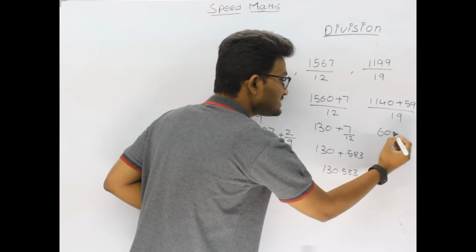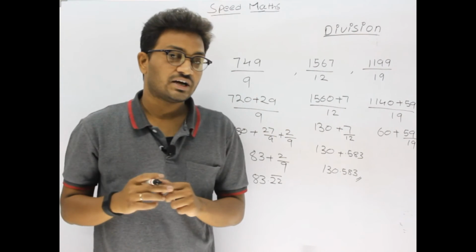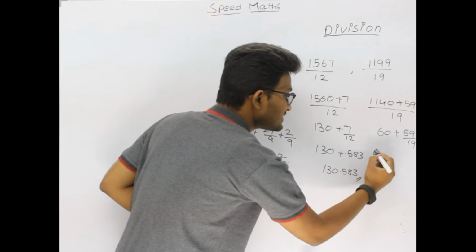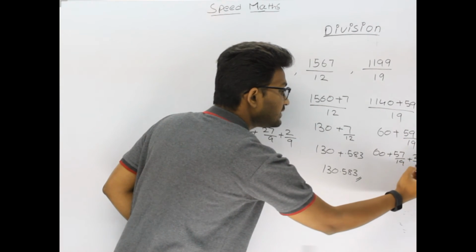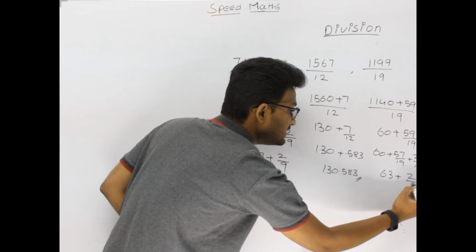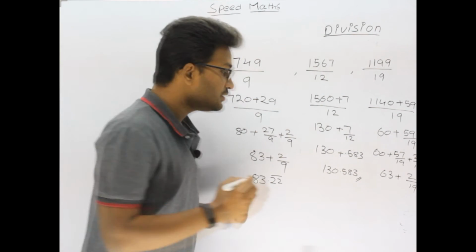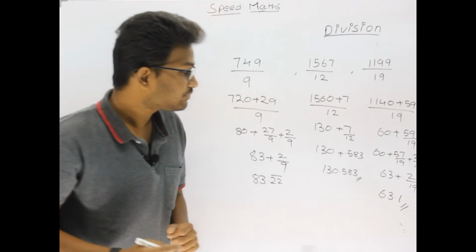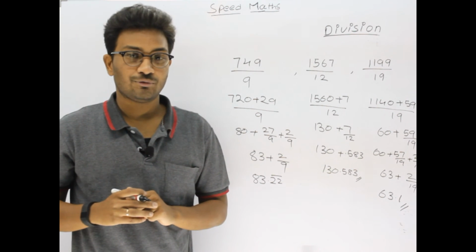So this will be 60 plus 59 by 19. And we also know that 19 into 3 is 57. So this whole sum will be now 60 plus 57 by 19 plus 2 by 19. So 63 plus 2 by 19. What is 2 by 19? It will be approximately equal to 0.1. So which will be 63.1. So the division of 1199 by 19 will be 63.1.